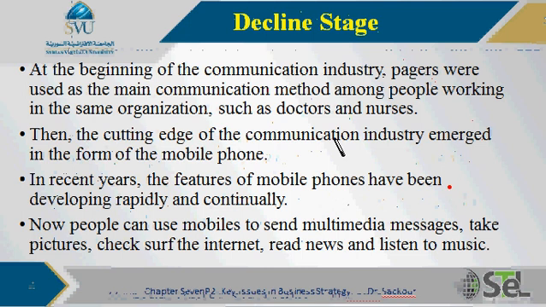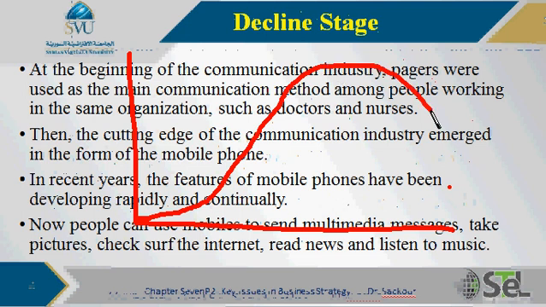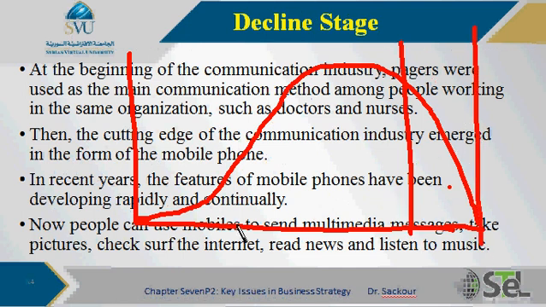Just to remind you, quick drawing. This is production, growth, maturity, and it starts declining. This is the declining stage. And this is the profit as well, like this. So we have this declining stage here.